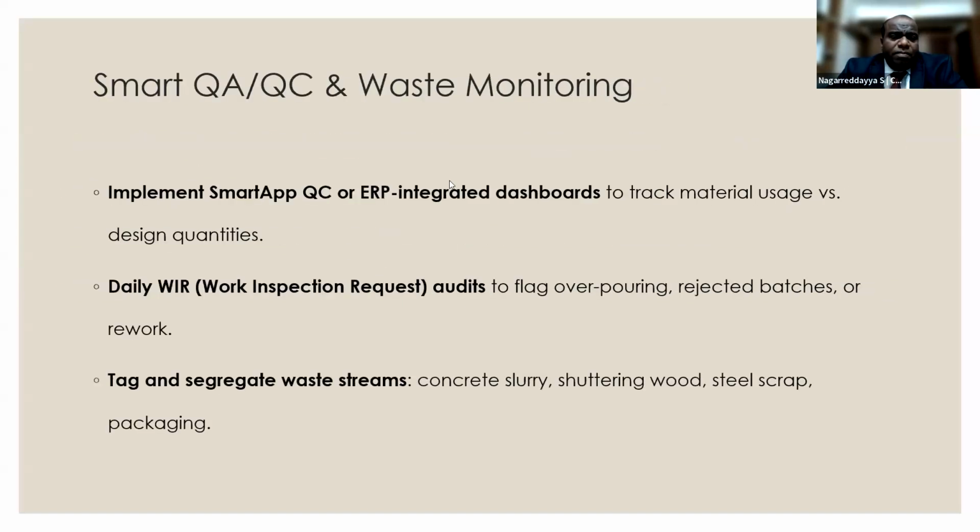Smart QA/QC and waste monitoring. Implementation of digital tools can help us track how much material is being used versus design quantities. Daily work inspection audits to flag overpouring, rejected batches or rework can help us in controlling the quality. And tag and segregate the waste streams. We can segregate all the waste generated at the project, like concrete slurry or debris, shuttering wood, steel scrap, and packaging material. All this we can segregate at the project.